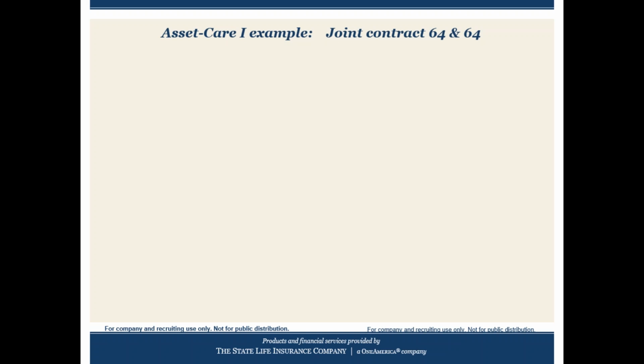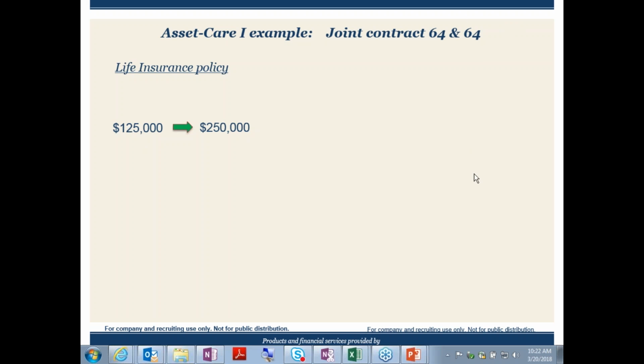And Asset Care One is our product that works strictly on a single premium approach. So here's an example of a couple that has a joint age of 64 years old. And in this example, we're just going to use rounded numbers. They're going to put in a single premium of $125,000. That one premium is for both of them. For that, they're going to get a death benefit of $250,000. We're using rounded numbers, but this is pretty darn close to accurate to the actual numbers you're going to see. So here's your base. This is the base of the policy. A premium comes in of $125,000, creates a death benefit of $250,000.